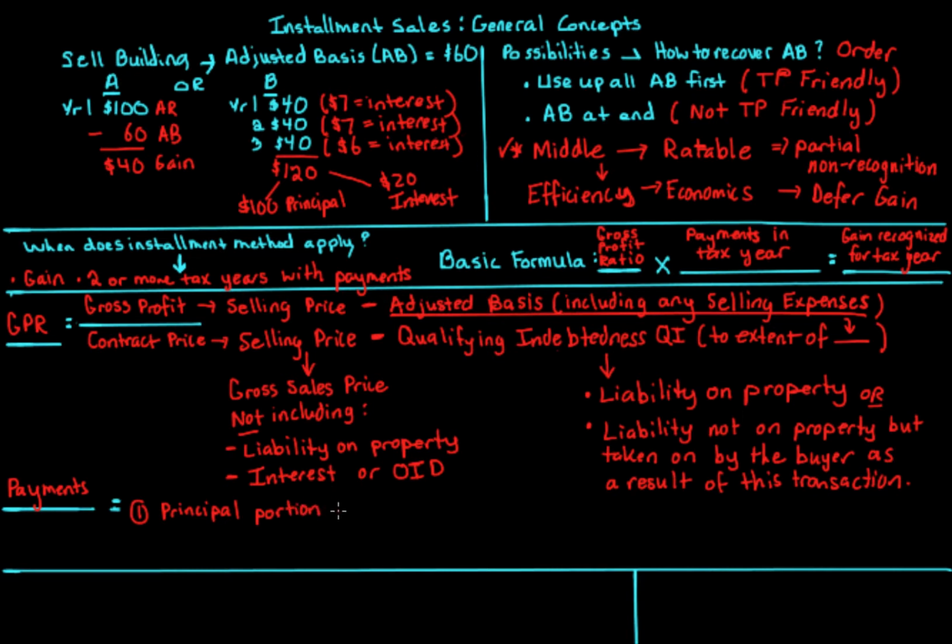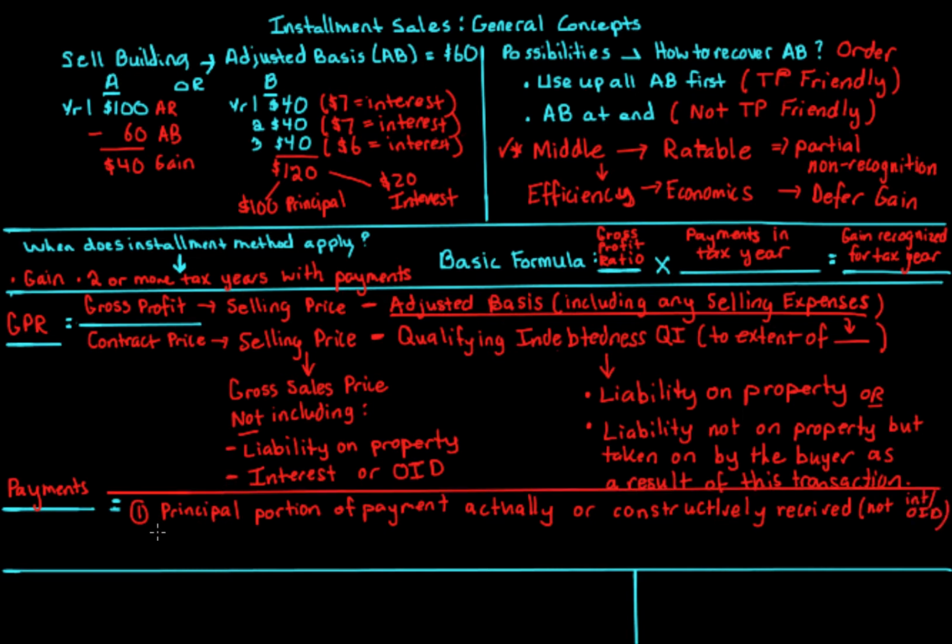of the payment. So again, when we look at our example, our alternative B, we're talking about in year 1, 40 minus 7 is $33. That's the principal portion of that payment, right? The principal portion of a payment actually or constructively received. So this is not interest or OID.